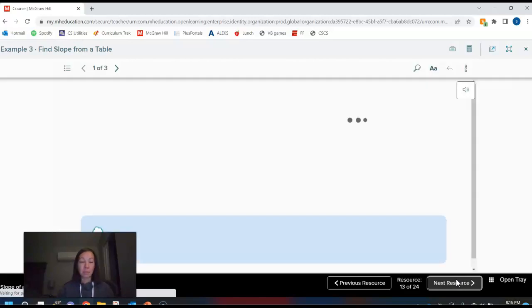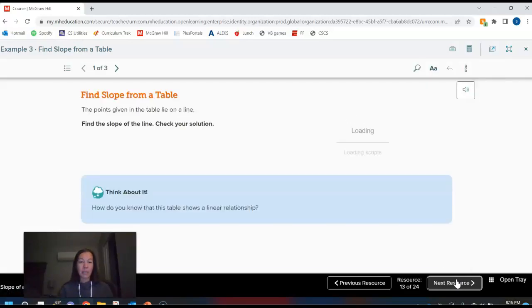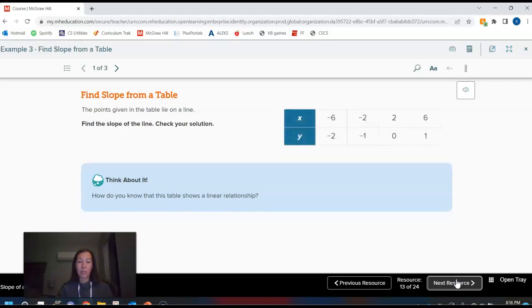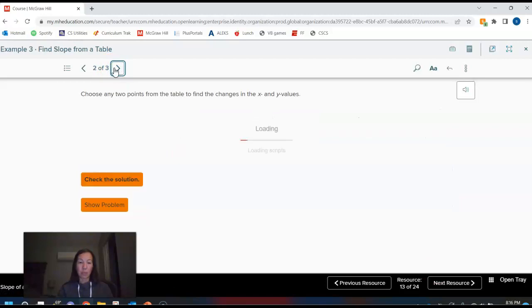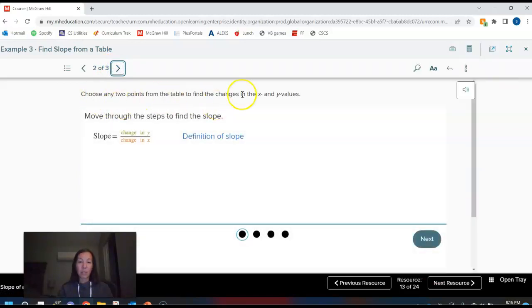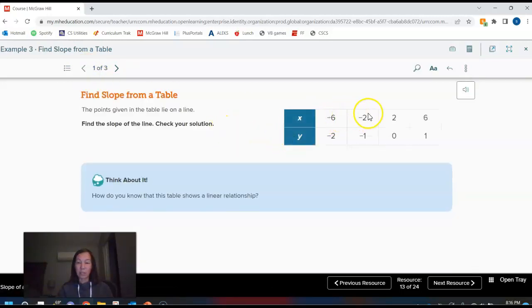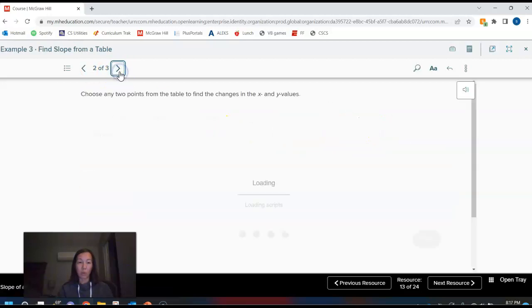Here is a table, and the points given in this table lie on a line. So these are all points that fall on a line. How can we find the slope from the table? Well, again, we really only need to look at 2 of the points in the table and find the difference in the y values and the difference in the x values. So let's use these 2 points. We'll use negative 6, negative 2, and negative 2, negative 1.